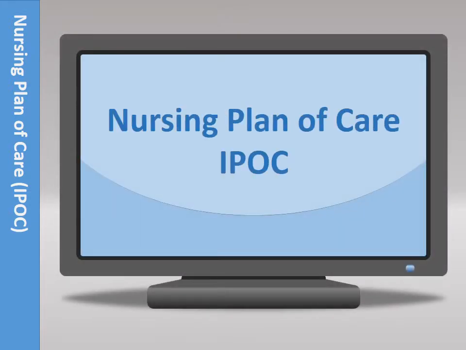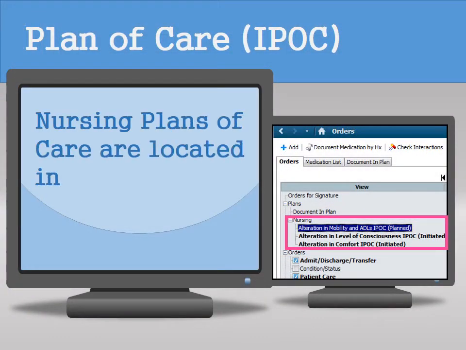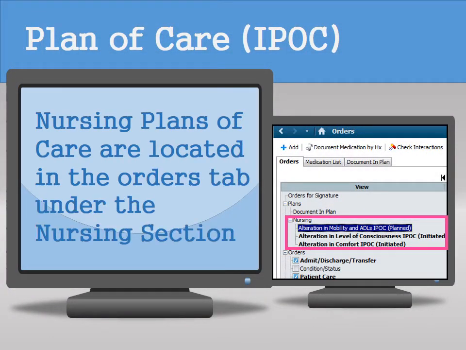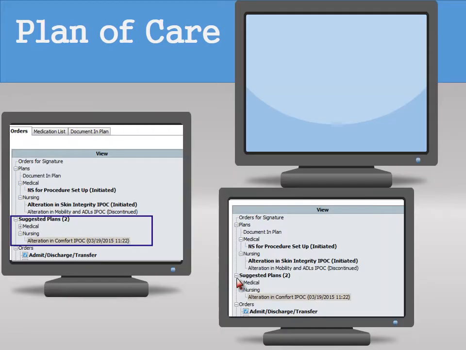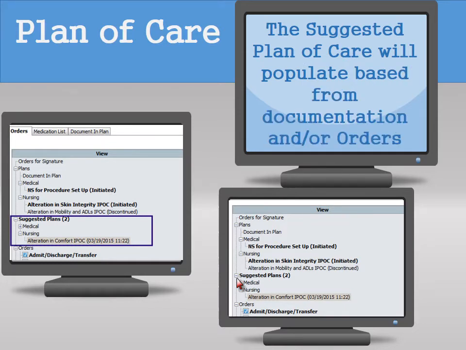Nursing Plan of Care. Nursing plans of care are located in the Orders tab under the Nursing section. The suggested plan of care will be populated based on documentation and orders.